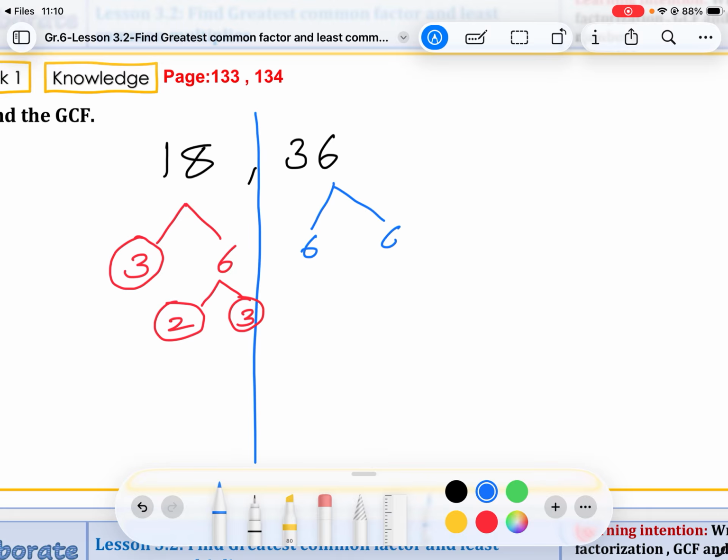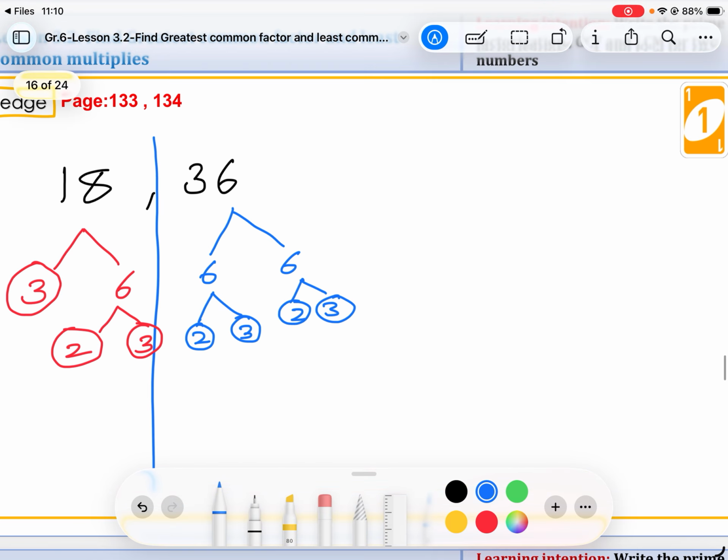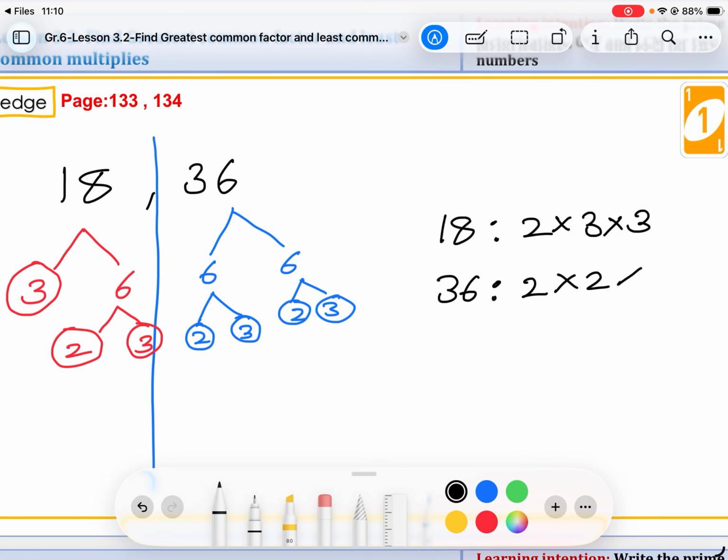Next, let's factor the 36. It's 6 times 6, the easiest number. Then let's factor the 6. It's 2 times 3. Both are prime, so we're going to lock them. Factor the 6 again, 2 times 3, both are prime, we're going to lock them. Now, step number 2, I will write the prime factorization for 18 and for 36, guys. 18 is 2 times 3 times 3. 36 is 2 times 2 times 3 times 3.